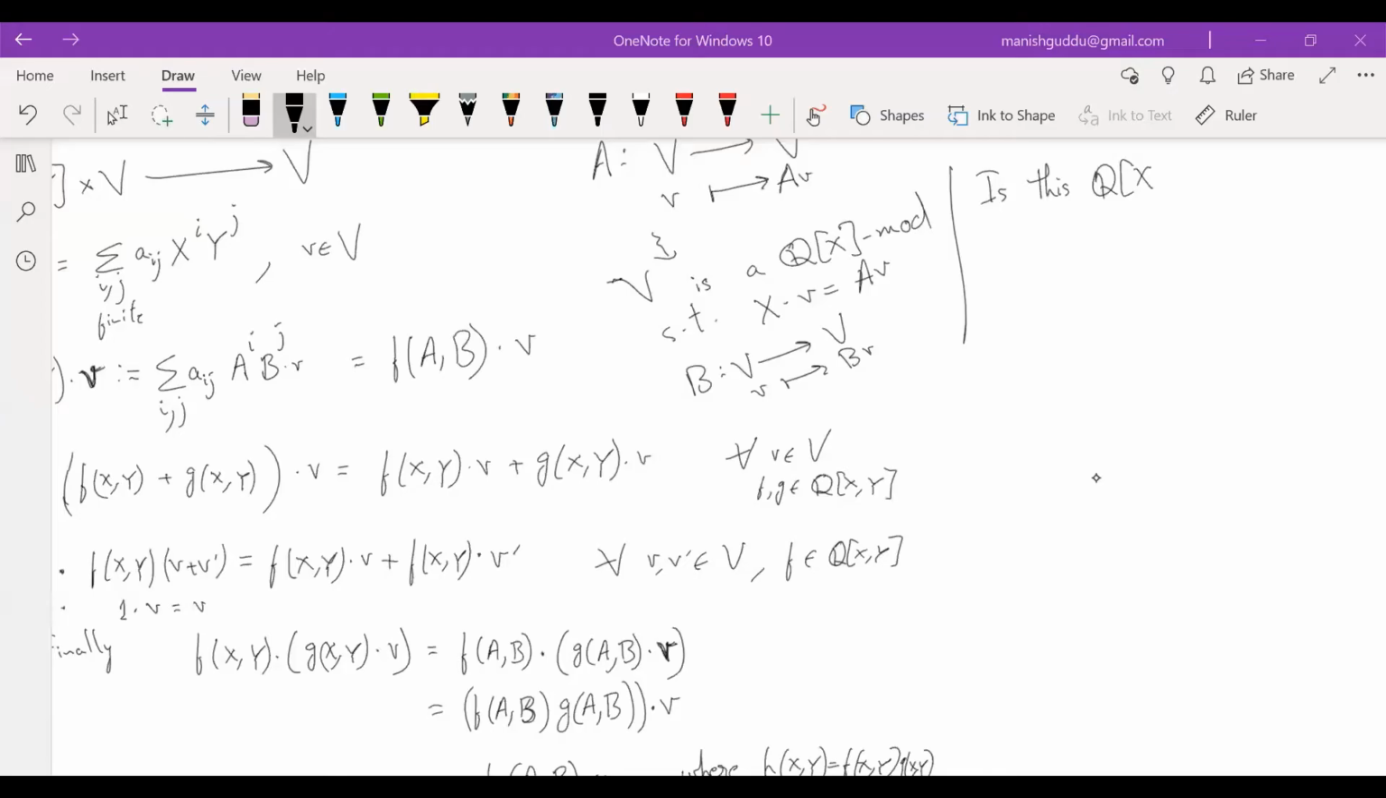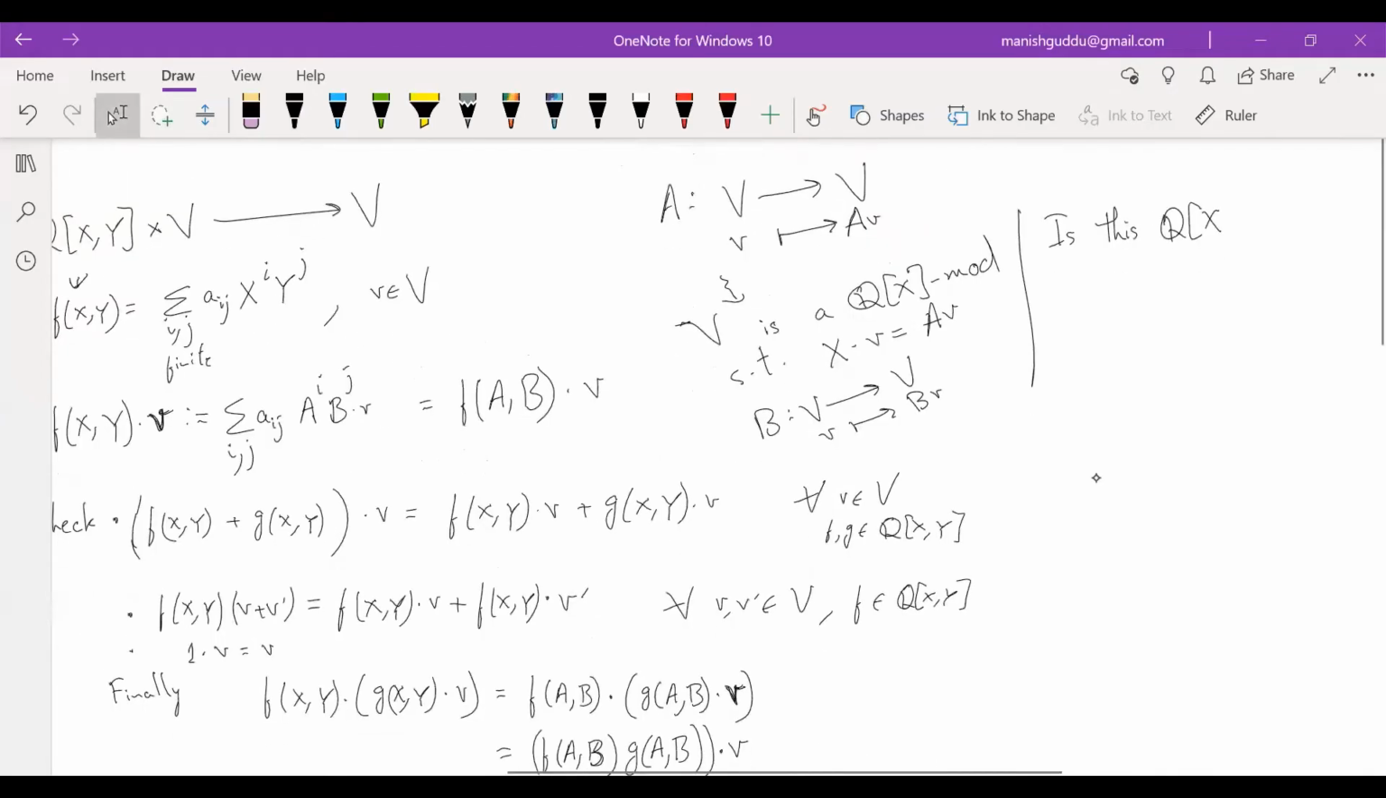Structure. But okay, so maybe this part of the argument I'll go over. So A is a linear map from V to V, and V is a Q module. It's a Q vector space and hence a Q module. So it defines V as a Q[X] module such that X dot v is equal to Av.